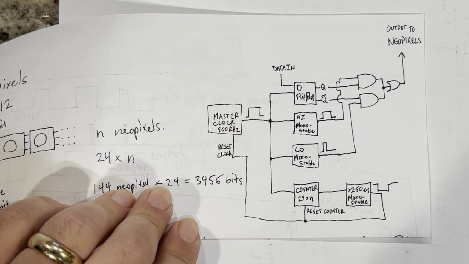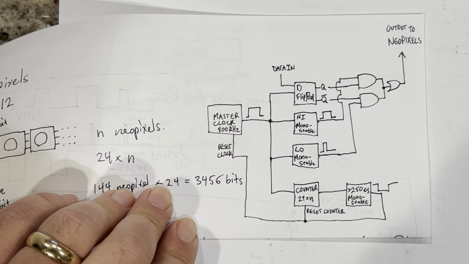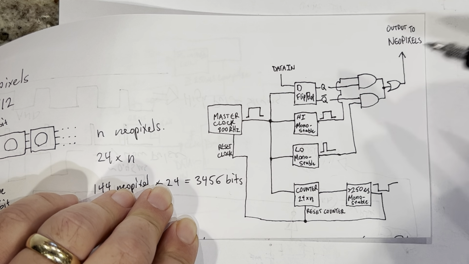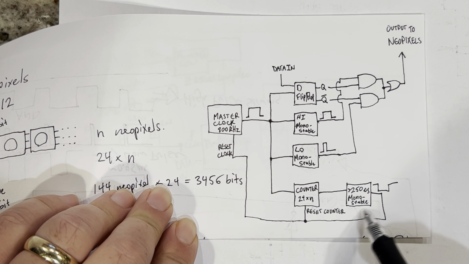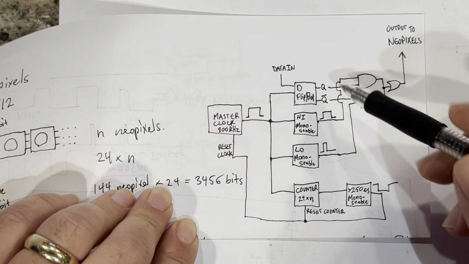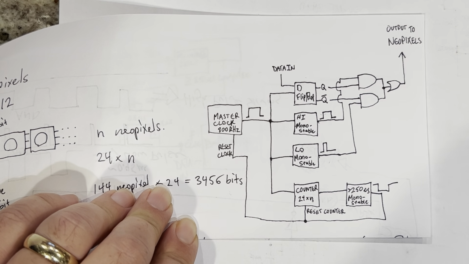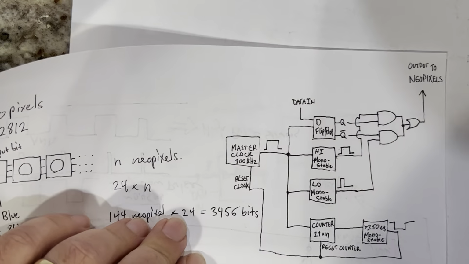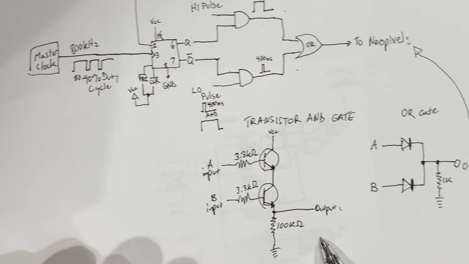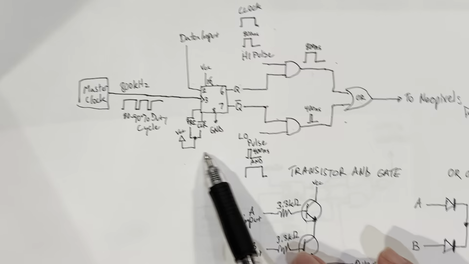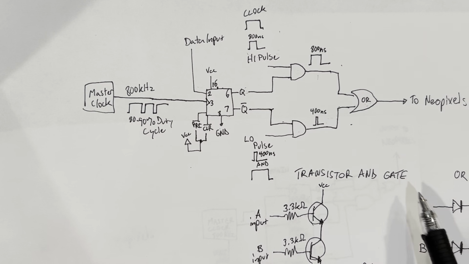So continuing on with the discussion of how to make the neopixel driver circuit, in the last video, we went through the master clock, how to get the counters to sync everything, and the D flip-flop and the rationale behind the D flip-flop. And I used transistor-based gates to make this portion of the circuit work.